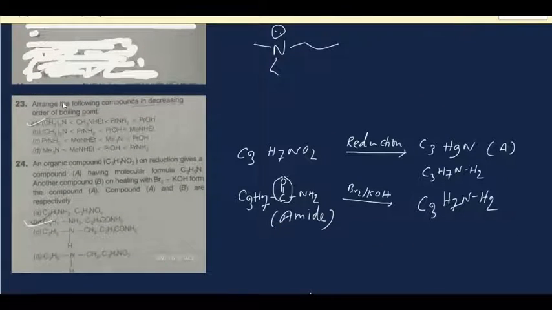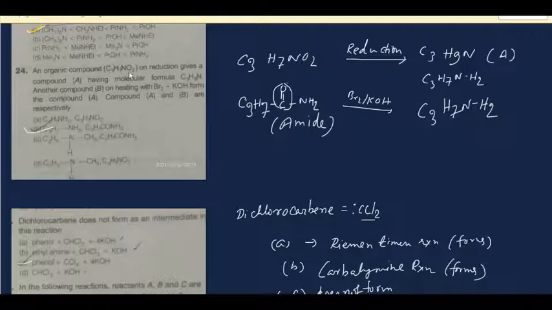Then the next question: arrange the following compounds in decreasing order of boiling point. Here you can see that this one is not decreasing, this is increasing, because as the molar mass increases, the boiling point also increases. So option A will be correct, because as the molar mass increases, the boiling point also increases, right? Then next question.